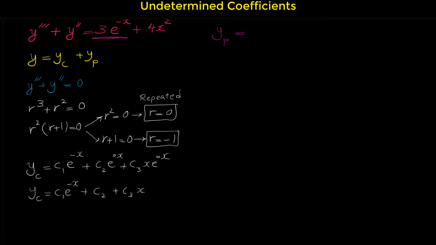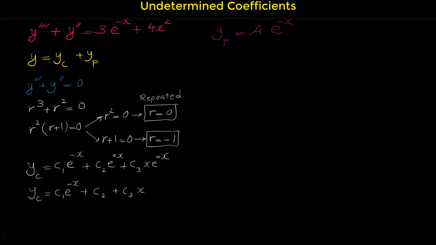This part is a simple exponential function, a constant multiplied by an exponential function. Based on this, we can guess that the particular solution would be an undetermined coefficient times e to the negative x. The function whose second and third derivatives would result in this is something like a constant unknown times e to the negative x.